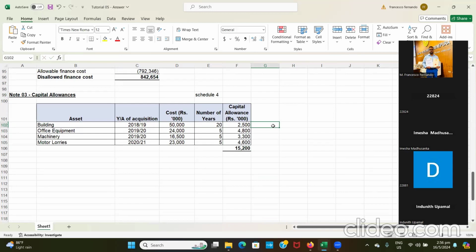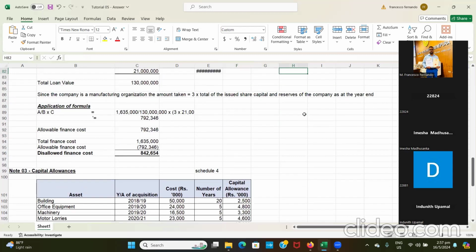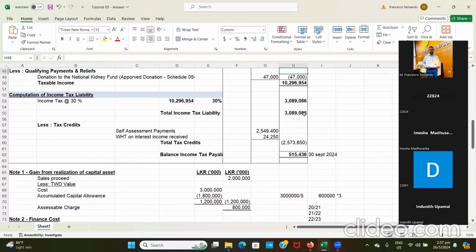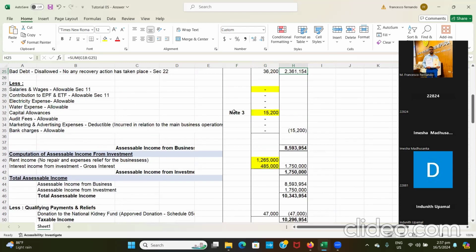Can I have an answer? 50,000 divided by 20 it is 2,500 and then 24,000 divided by 5 it is 4,800 and then 16,500 divided by 5 it is 3,300 and 23,000 divided by 5 it is 4,600. So here we are taking only the value for the year. Previous depreciation is not needed because we are not going to dispose of this asset. So here we are getting 15,200 as the capital allowance.